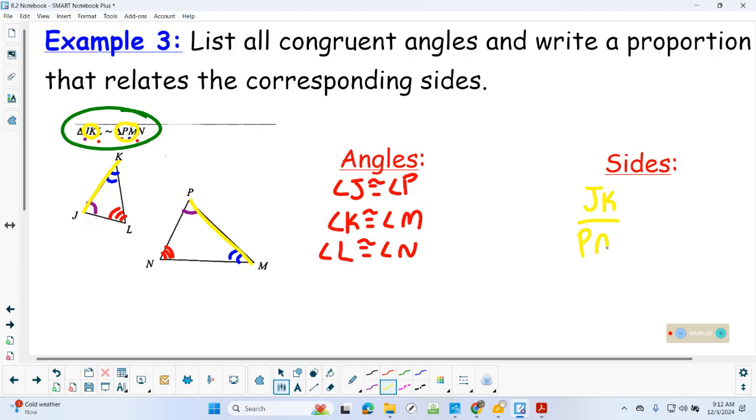And notice, I know the yellow's hard to see, apologize about that. Notice I didn't put congruency marks on the sides. They're not congruent. Clearly the triangles are different sizes. Okay, my other sides. So let's do like the outside 2 letters. So JL. What does JL correspond to in the bigger triangle? PN, your outside letters, P and N. I'm just going to highlight that in black.